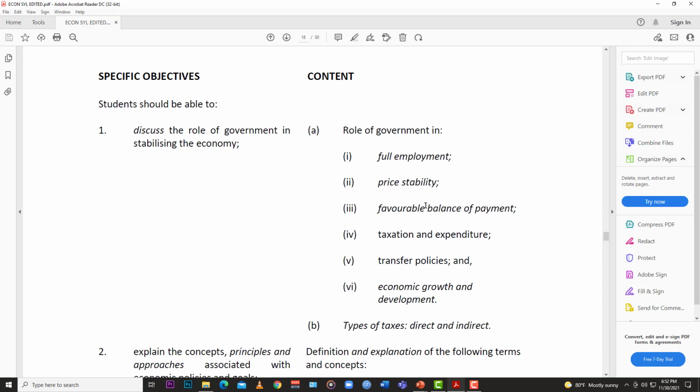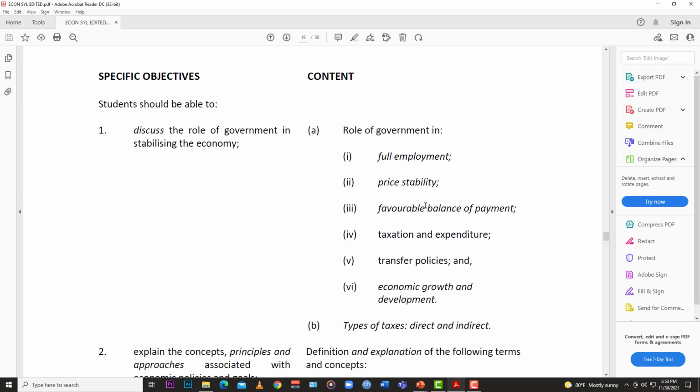Then you have taxation and expenditure. We're going to look at that later on also. And then we look at transfer policies. Again, that comes under government expenditure. And then economic growth and development, we'll differentiate between those two at a later date, and you'll get to see how they are different.